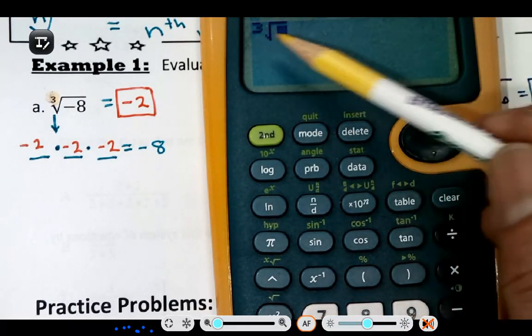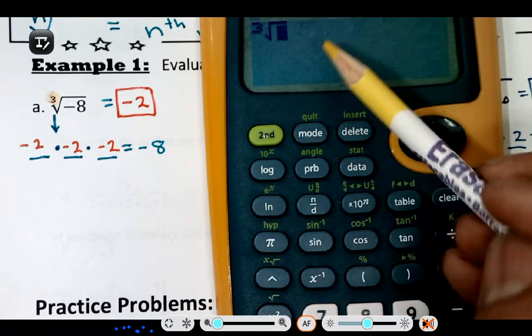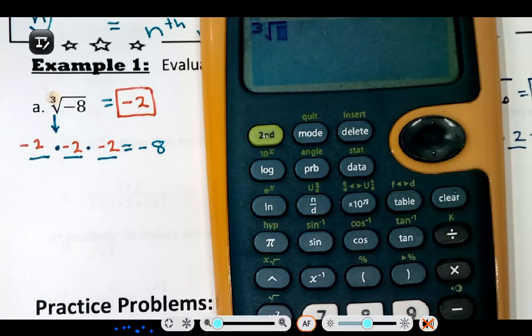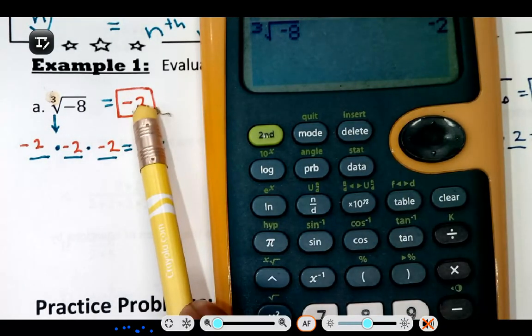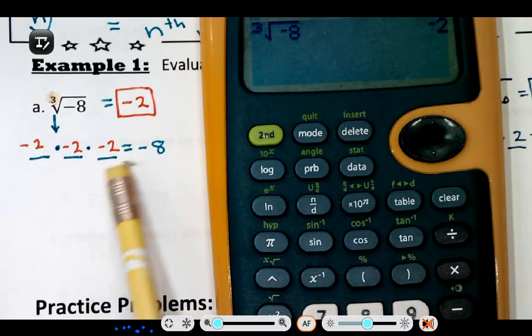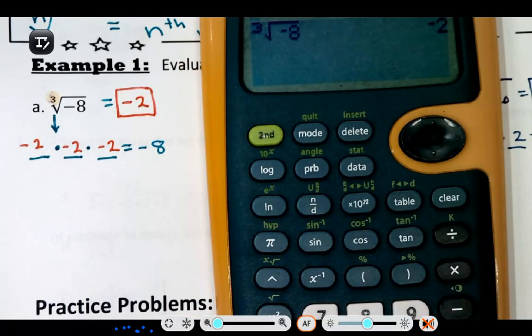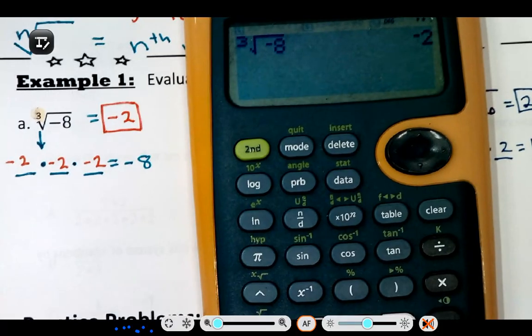Look at that. There's my cube root. And I'm going to do a cube root of -8. So make sure you type in the negative, not the minus sign. -8. And then press enter. There's my answer. See? Instead of doing all this work, the calculator could do it all for us. And that's what we want to practice here.